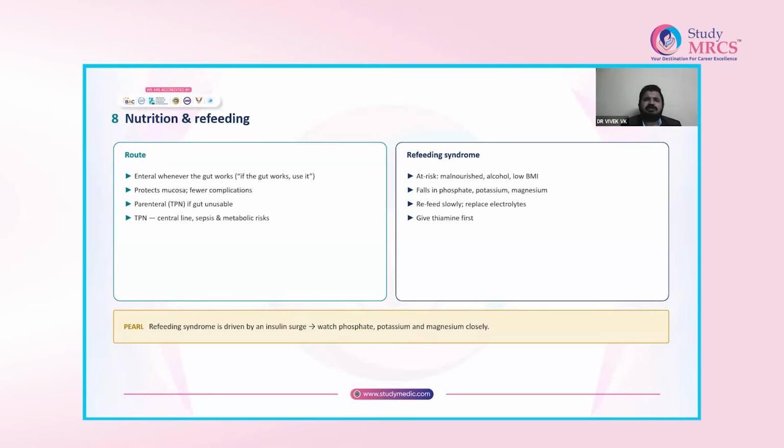Suppose in a malnourished patient, if you start feeding in an aggressive manner, it can cause a fall in phosphate, potassium and magnesium levels. So always consider you have to refeed very slowly, replace the electrolytes and give the thiamine first.